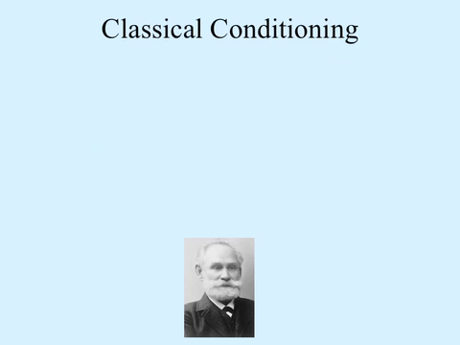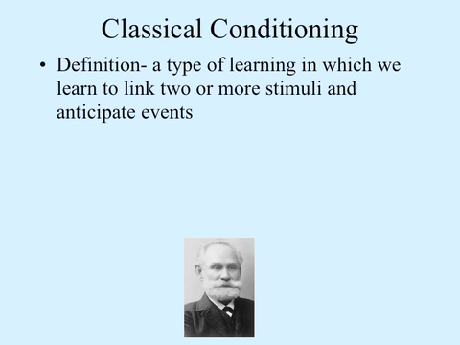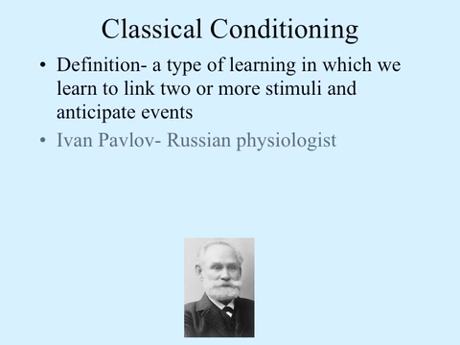And so our first example of associative learning is classical conditioning. It's called classical conditioning just because it's the classic or original view of learning. It was actually the first theory of learning that was developed. And the definition of classical conditioning is a type of learning in which we learn to link two or more stimuli and anticipate events. And so this was actually discovered by Ivan Pavlov, who was a doctor.